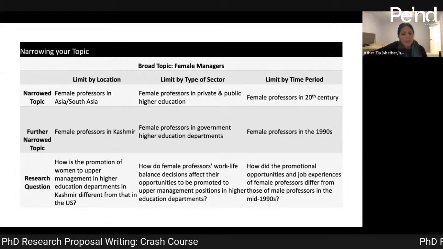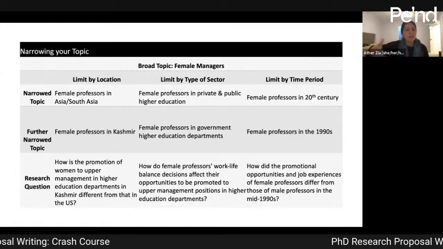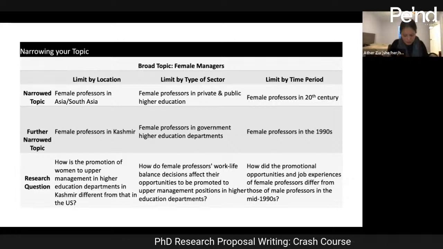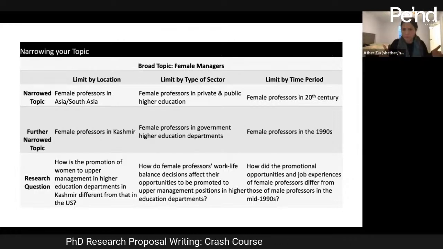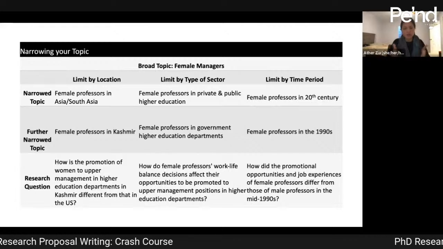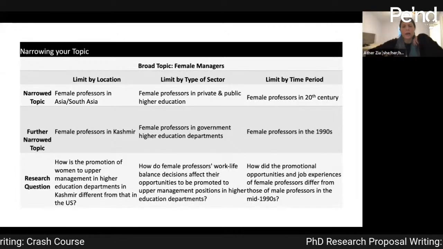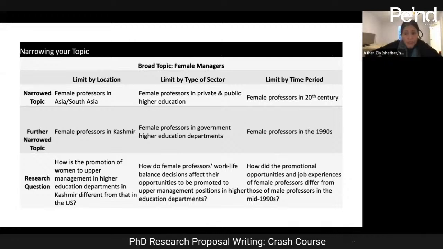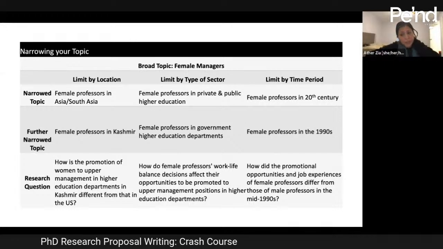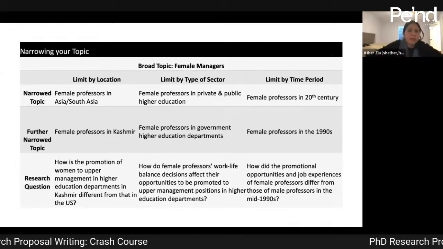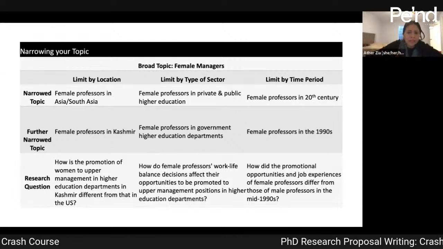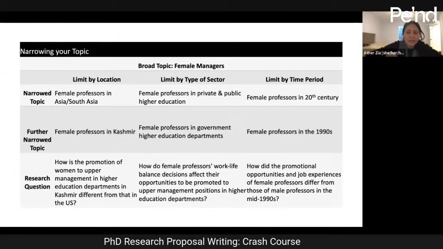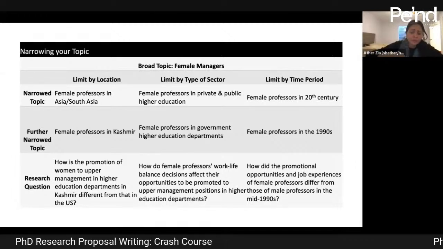So then you can have a research question thinking about female professors in the 1990s. Now it's just the 1990s, so you're looking at a specific time period. You can have any number of colleges or higher education departments in it, whatever is available to you. And then probably you can look at promotional opportunities and job experiences of female professors. How do they differ from male professors in the mid 1990s? It should be 1990s. There are several typos here. I'm sorry about that, but I'll give you a clean version of the presentation.